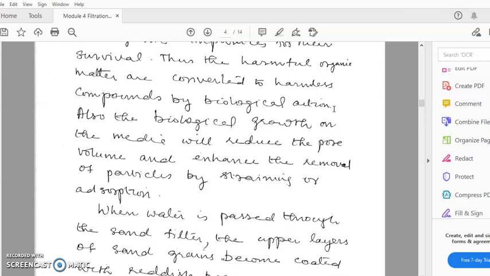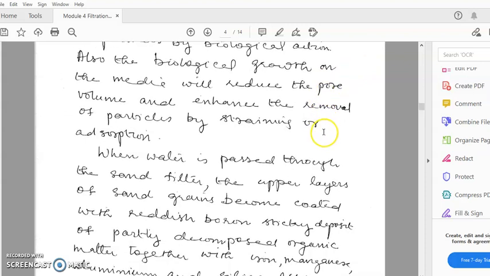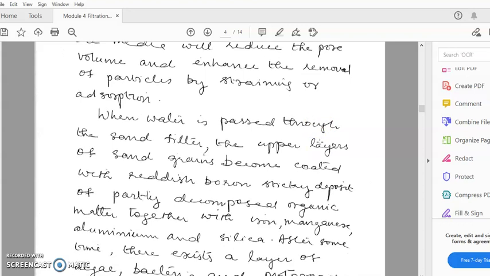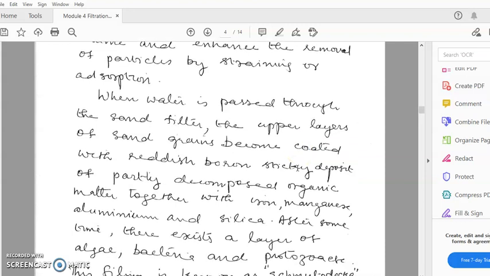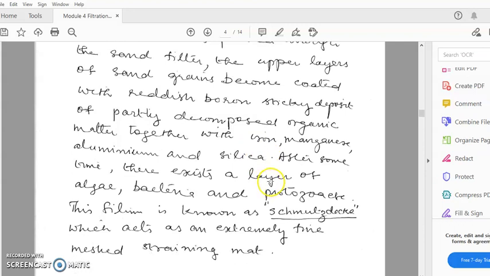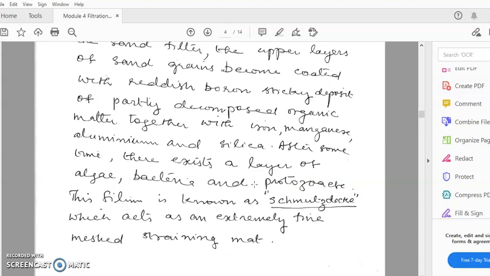When the water is passed through the sand filter, the upper layers of sand grains become coated with a reddish brown sticky deposit of partially decomposed matter together with iron, manganese, aluminum and silica. After some time there exists a layer of algae, bacteria and protozoa, and this film is known as schmutzdecke, which acts as an extremely fine meshed straining mat. So that is the important process taking place in filtration.